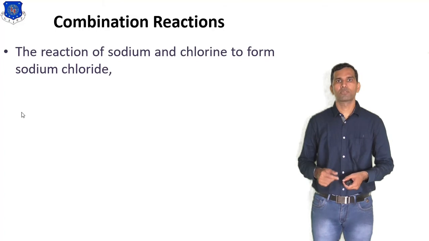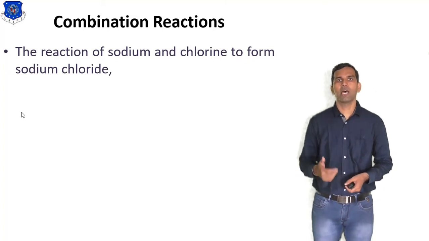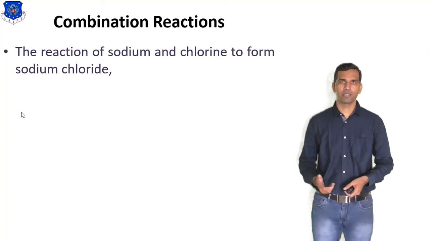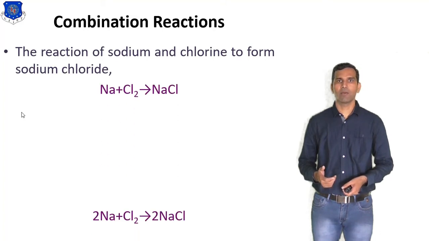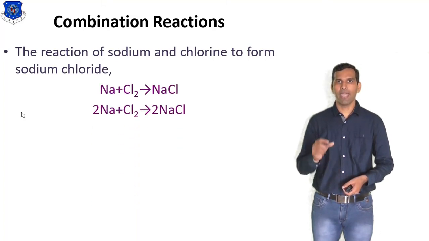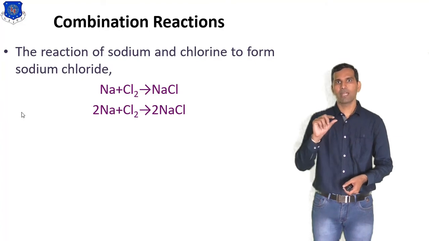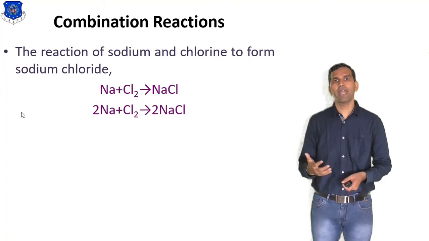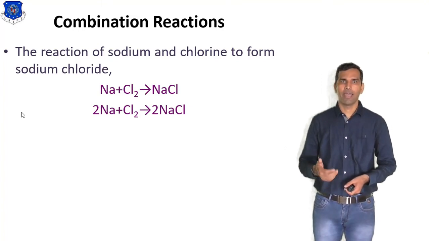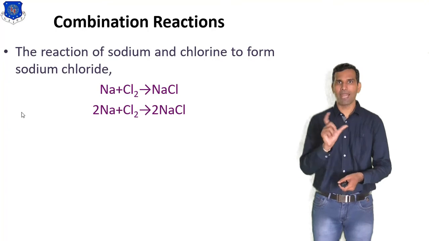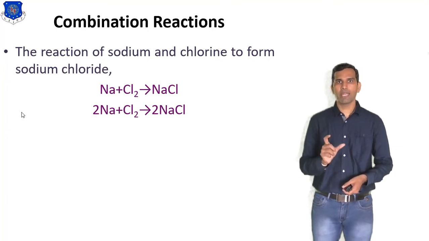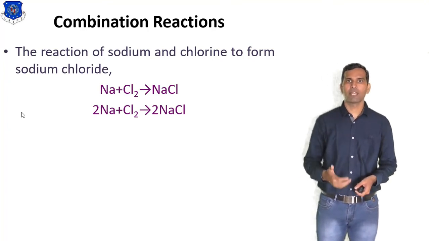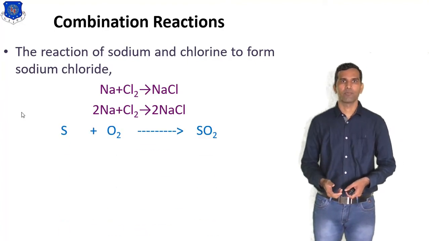The reaction of sodium and chlorine to form sodium chloride. Here we discuss an example of a combination reaction. The first is Na, that means sodium, which we add to chlorine. So Na plus Cl2, and we get the product NaCl. The next equation is the balanced equation: 2Na plus Cl2 gives the product 2NaCl.